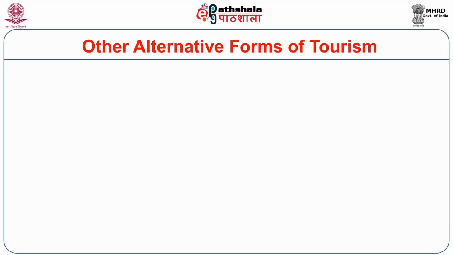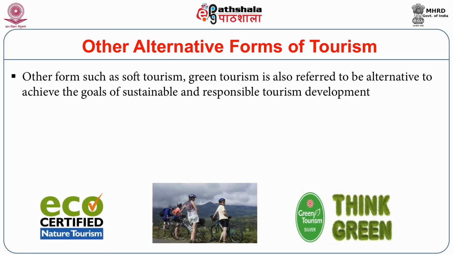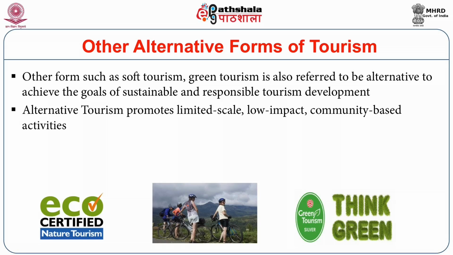Apart from responsible tourism and sustainable tourism, there are many other alternative forms of tourism that we are now going to discuss. Basically, the other forms of soft tourism and green tourism are also referred to as alternatives to achieve the goals of sustainable and responsible tourism development. Alternative tourism promotes limited-scale, low-impact, community-based activities.